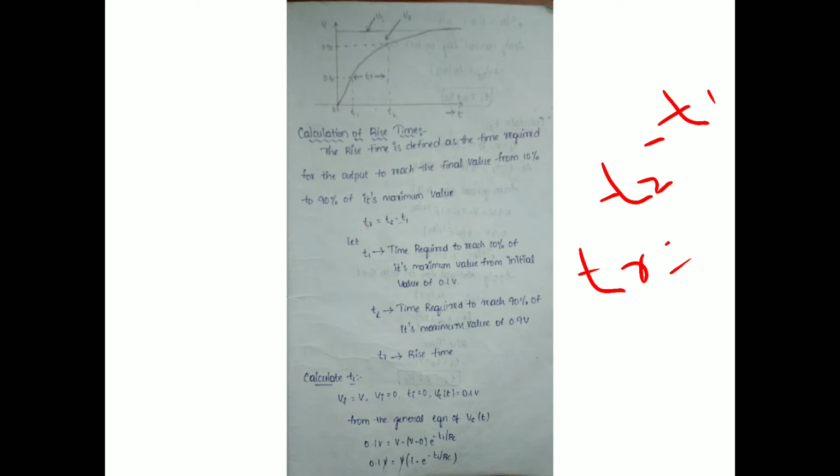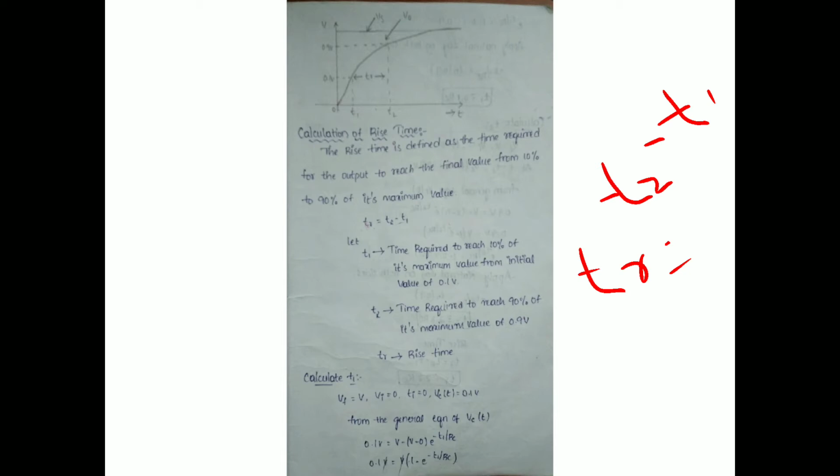Let us calculate T1. Rise time Tr is equal to T2 minus T1. So we can calculate T1 by putting in the values. Vf is equal to V, the final voltage, and the initial voltage Va we are taking as 0. The initial time Ti is equal to 0. Vc of t is equal to 0.1 V.